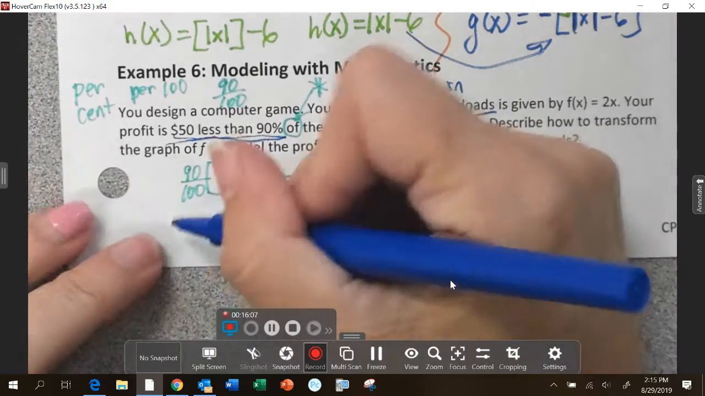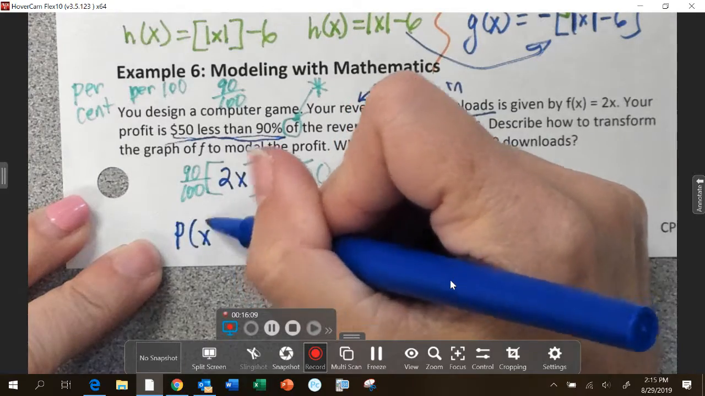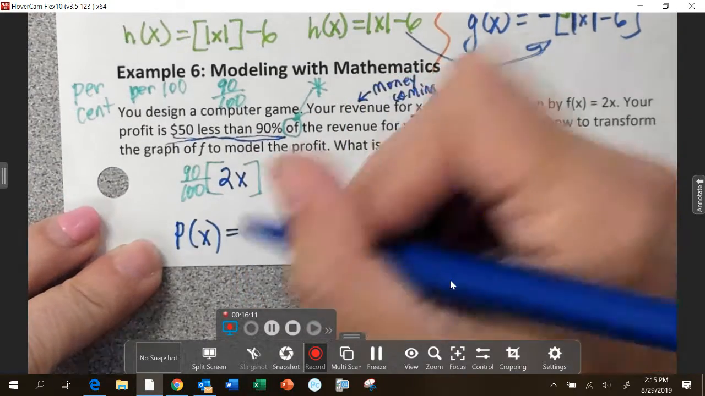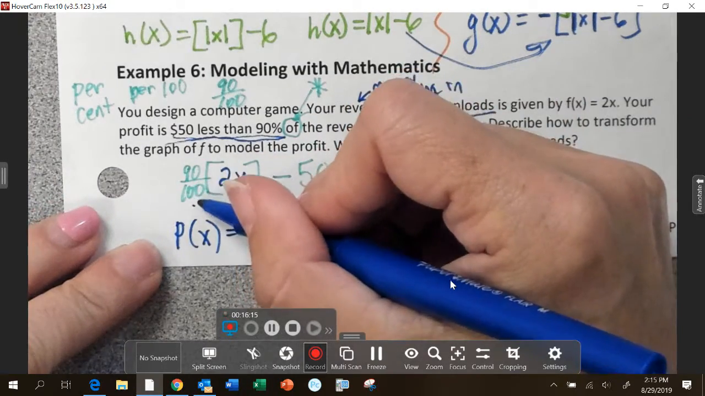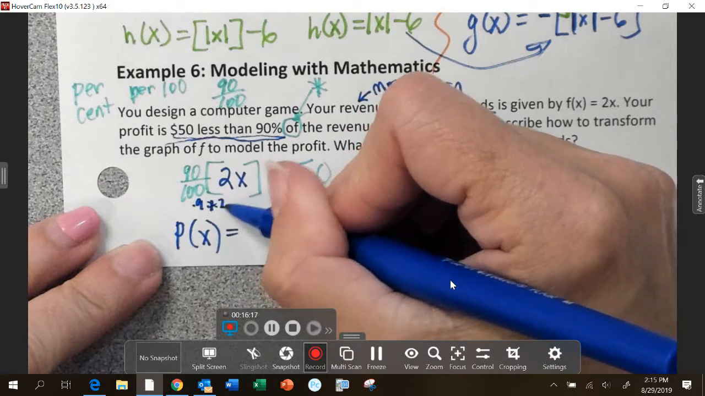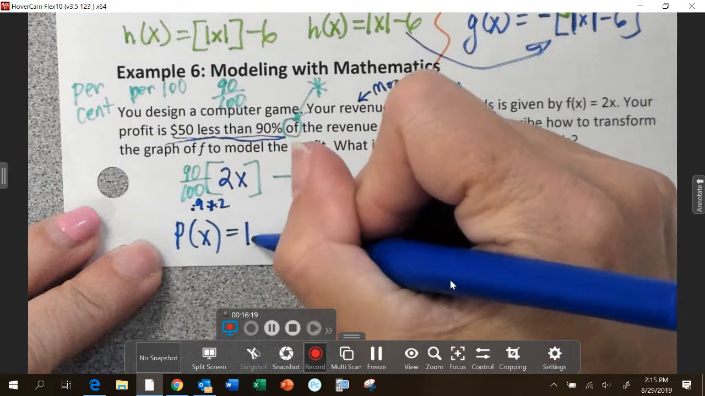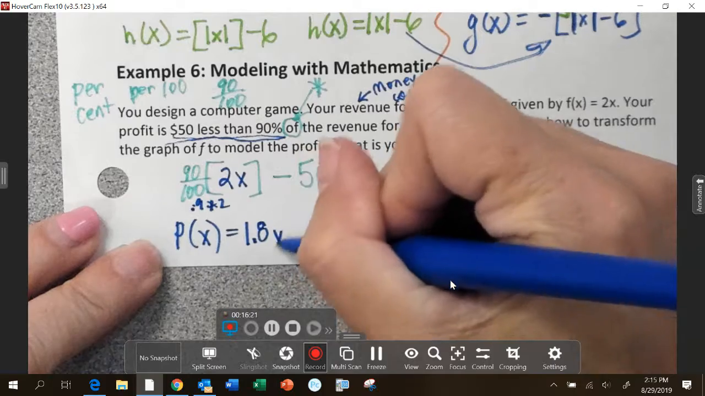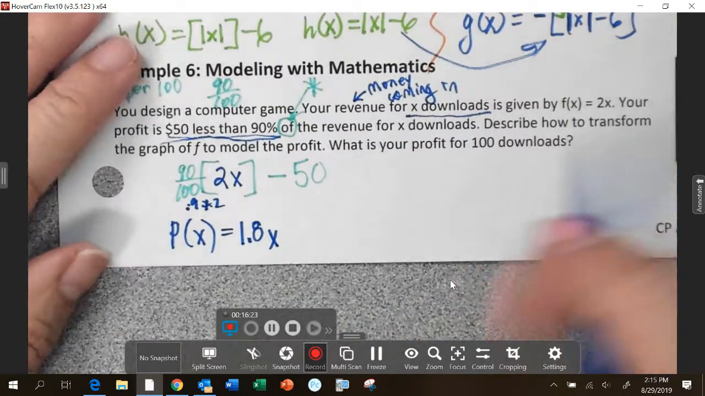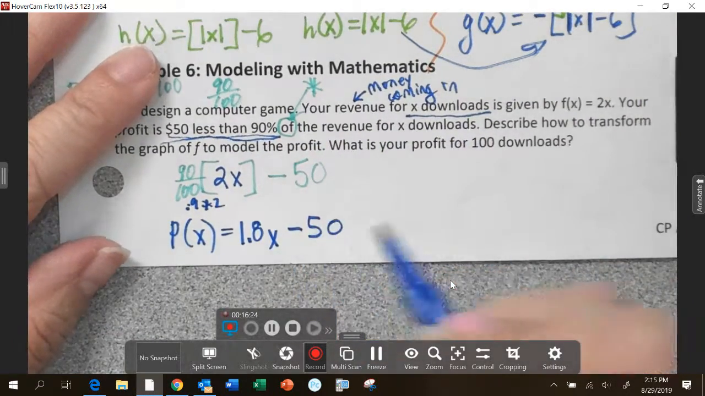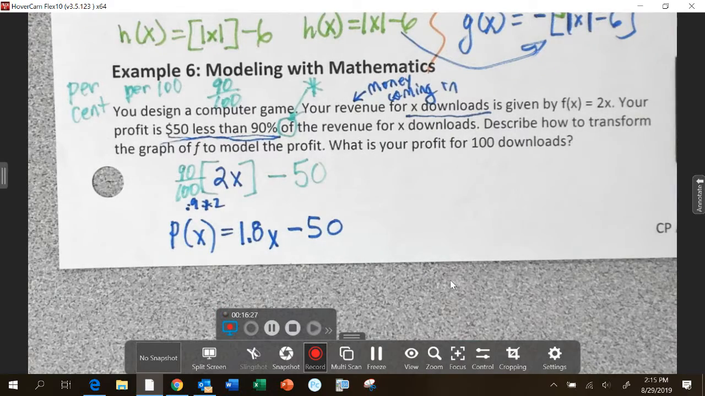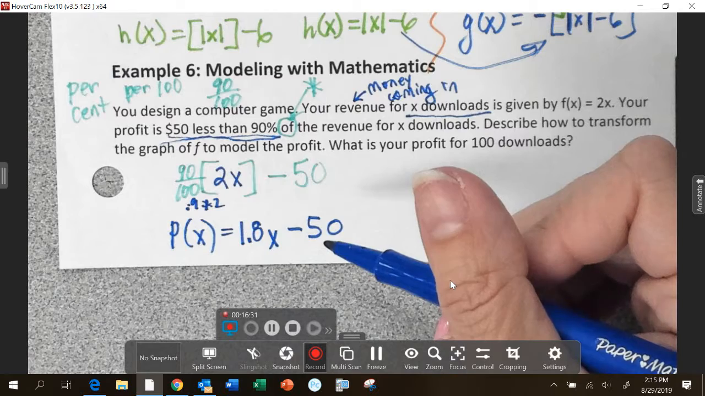So our profit, I'm going to call P of x because it's profit, is going to be, what is 0.9 times 2? 1.8. You know what I mean. It's going to be way less profit if you think it's the same thing. So this would be our profit function.